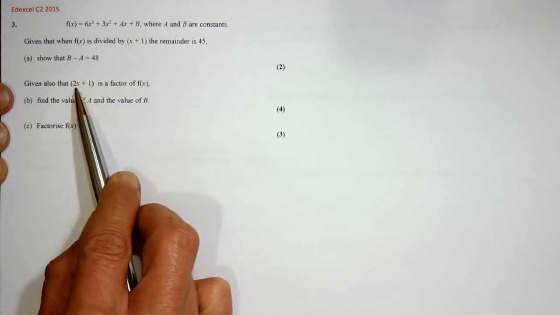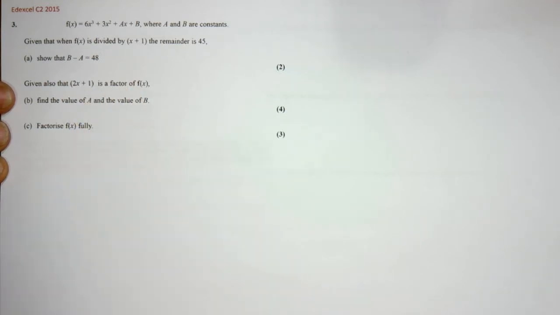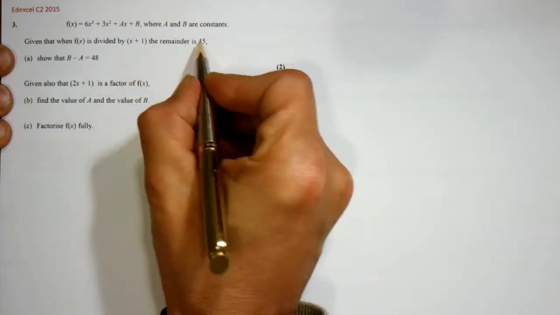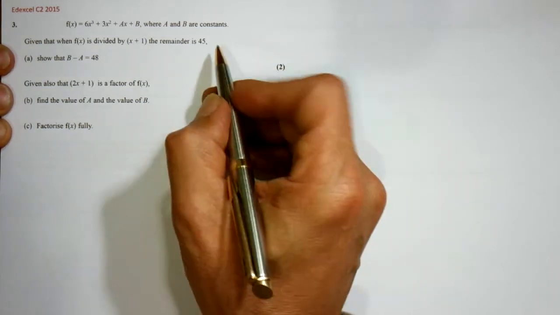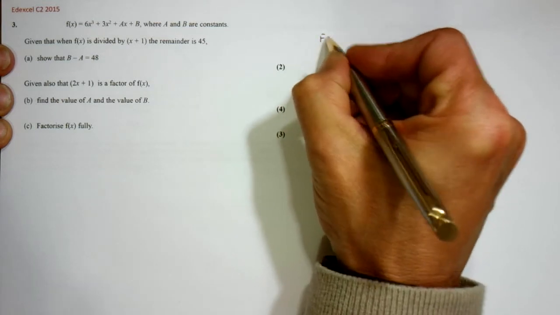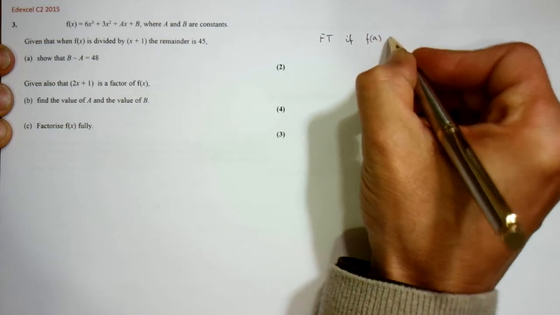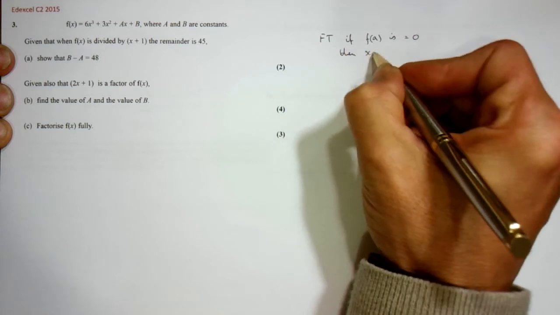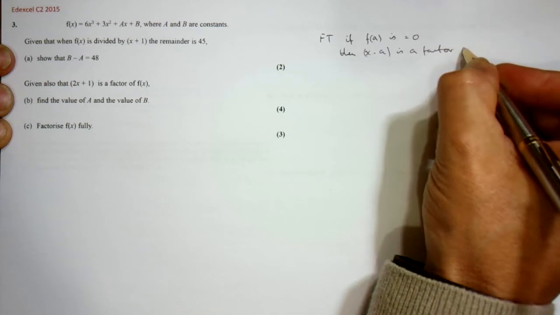Also, the second piece of information is that 2x plus 1 is a factor of f of x, and then factorize f of x fully, do the division, and get the quadratic factorized. Okay, so the remainder theorem is the opposite of the factor theorem. We know that the factor theorem says if f of a is equal to nothing, then x minus a is a factor of f of x.